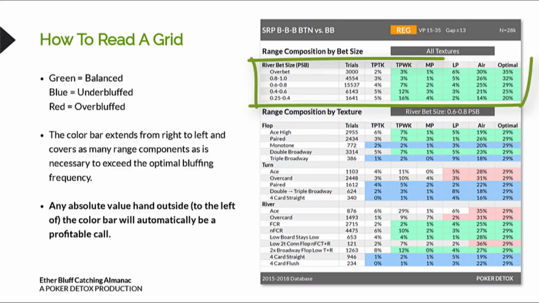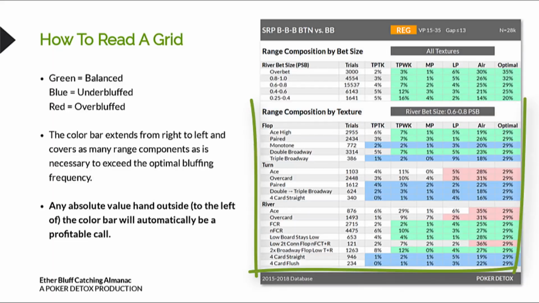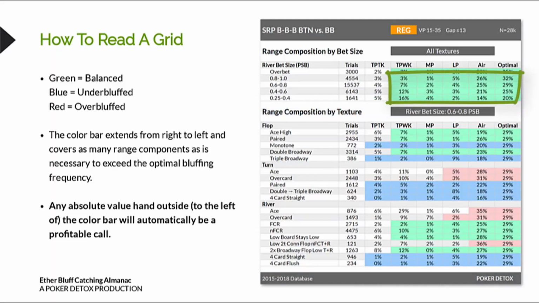We always start with the bet sizing section to get an overall sense for if the line is underbluffed, or if it's balanced, or if it's overbluffed. Then we'll move down to the texture section to pick up additional accuracy if possible. It's quite common for a line to appear balanced, or even underbluffed, over all textures, but to still have certain textures where the pool is significantly overbluffing.